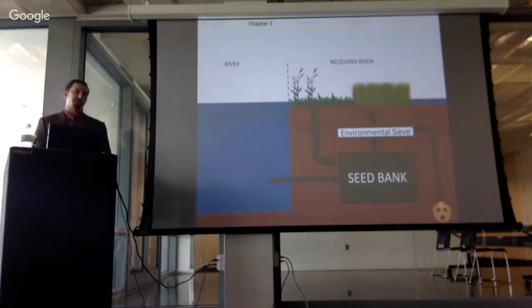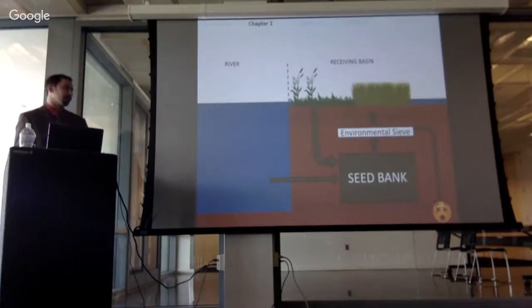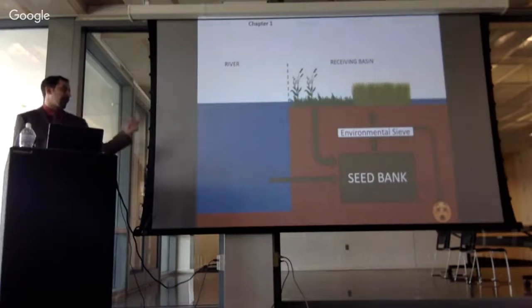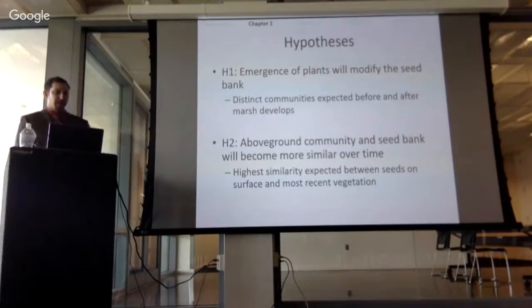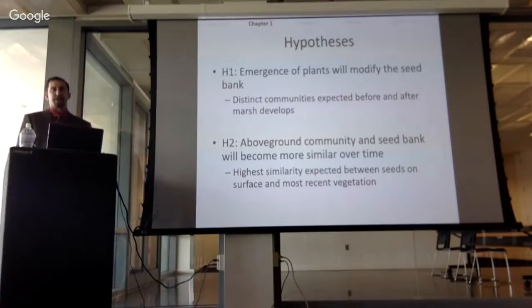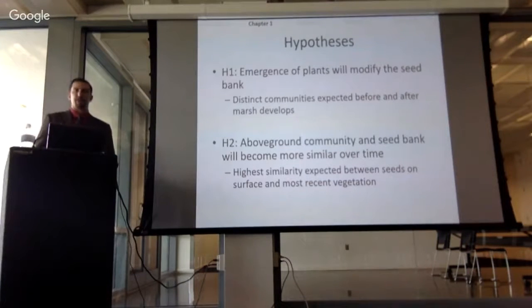And as that vegetation spreads, the relative contribution of local plants should increase compared to that of the river. So I used the principles of stratigraphy to investigate two hypotheses to determine how accurate my conceptual model is. First, I expected that before and after the formation of the marsh, we should see distinct plant communities or seed communities. Second, that as that vegetation develops and as we become more recent over time, which means closer and closer to the surface of the sediment, we should see greater similarity between the seed bank and the above ground vegetation.